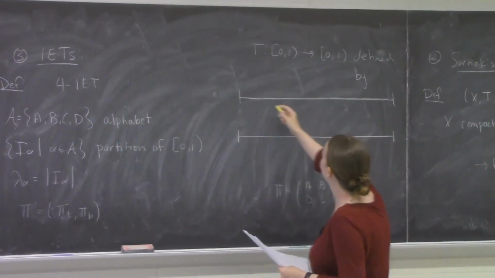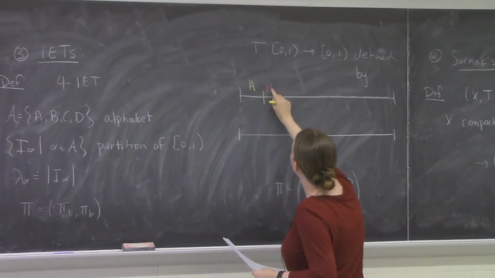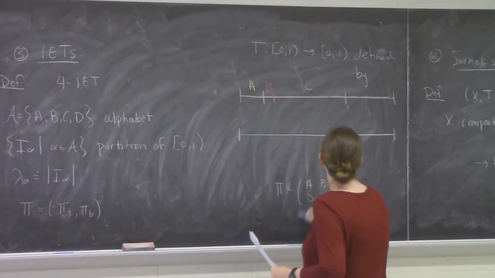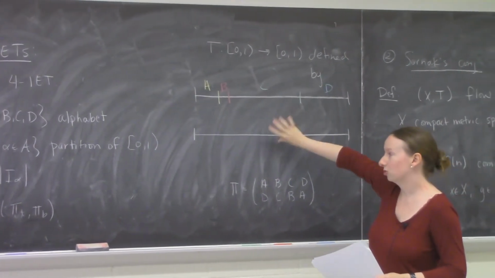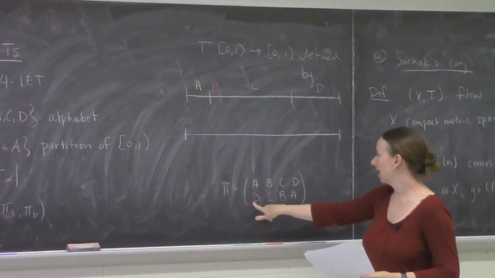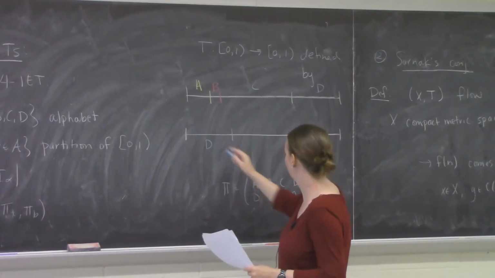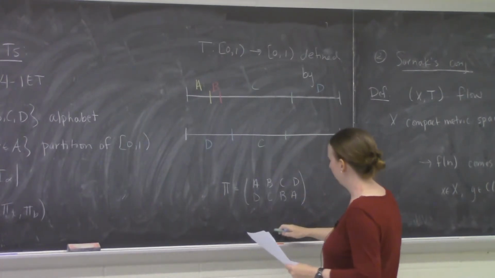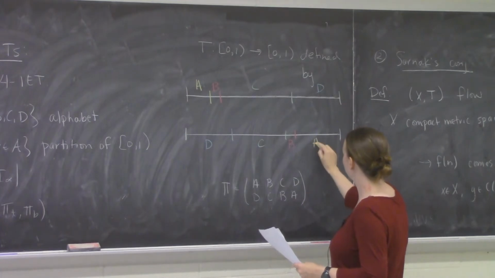Okay. So let this be A, B, maybe C and D. Right, so those are our intervals, and what we're going to do is just rearrange them according to the permutation. Okay, so they were in this order. Now D is going to come first, which is like this long, and then C, and then B, and then A.